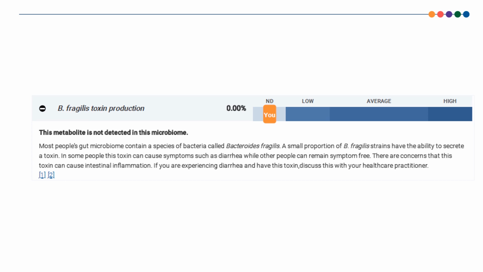Some strains of the bacteria Bacteroides fragilis can produce a toxin that may cause diarrhea and intestinal inflammation in some people, while others may not experience any symptoms. In the example above, the potential to produce the metabolite is not detected in the microbiome. If it is detected and the patient is experiencing diarrhea and other causes have been ruled out, this may require treatment. It's important to correlate with patient symptoms.